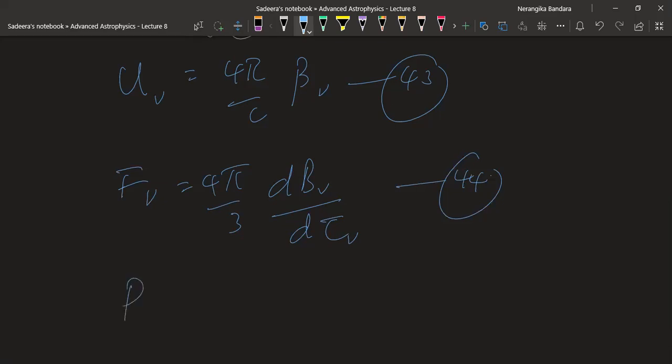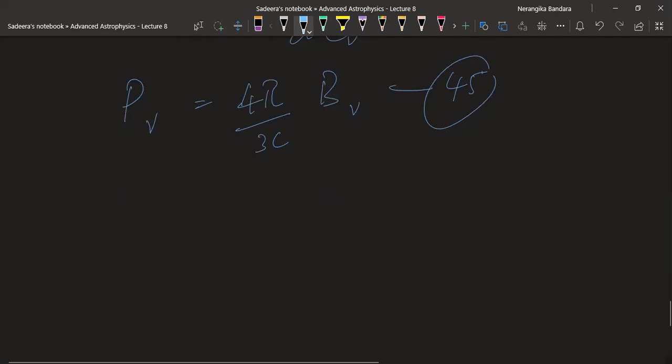And then P nu. This comes from the integrations of equations 40, 41, and 42. You had to do the integration yourself, okay? I'm just going to write down the results. It is 4 pi over 3c times B nu. And let's say this is equation number 45.